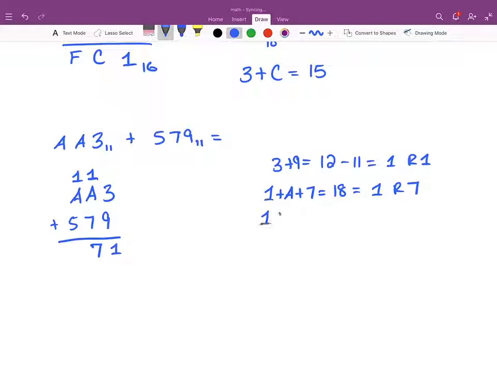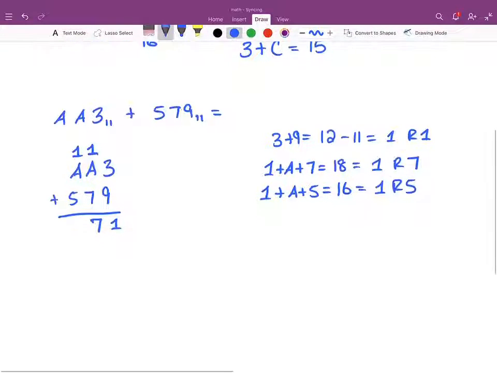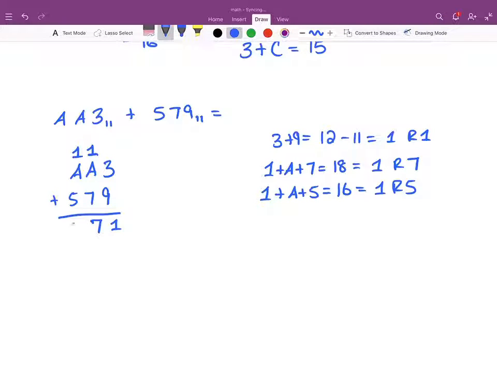Then 1 plus A plus 5. So this is 11 plus 5, 16. How many 11s can we take out? 1 with a remainder of 5. So this is the 5 that's out. And then since we have no more digits in the front, the 1 goes down here. So this equals 1571 base 11.